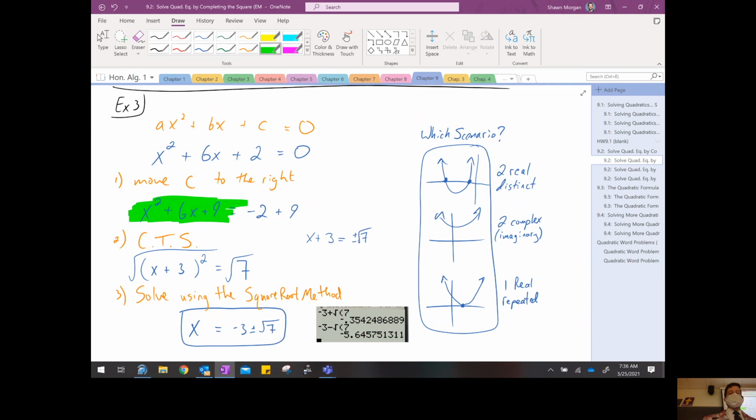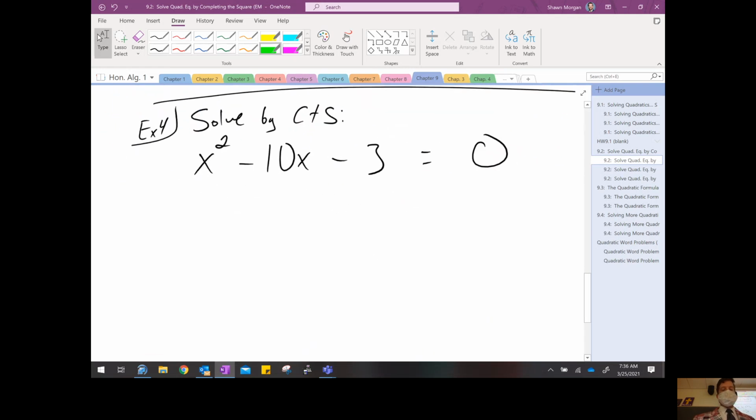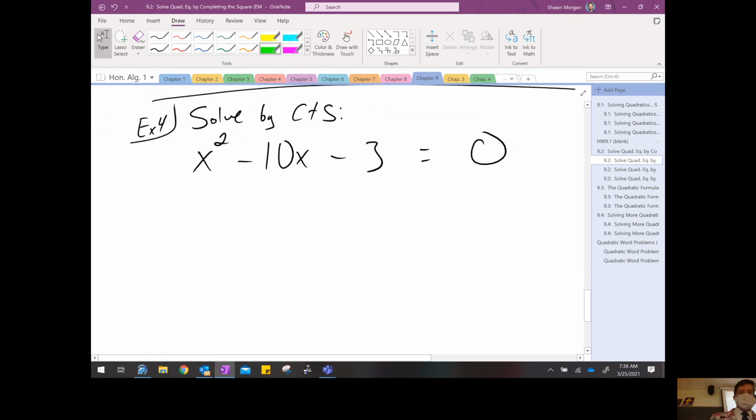Y'all want to try another one on your own? Follow your steps. Move your constant over. Fill in the blank. Make sure you keep things balanced. Do what you do on the left and the right. Factor as a PST. Use the square root method. Don't forget your what? Don't forget your plus or minus.